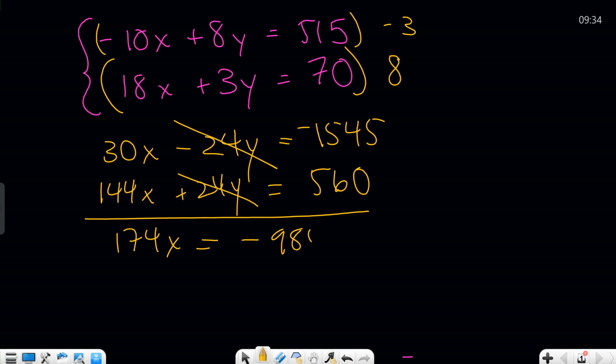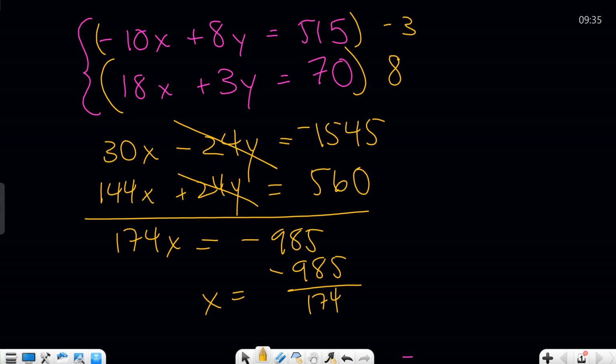Negative 985? Yeah. Okay. Which means, oh, this is really ugly. Negative 985 over 174. That can't be simplified. It cannot be simplified? Oh. Don't test it. Okay, we're rolling with it then. So, I got x.